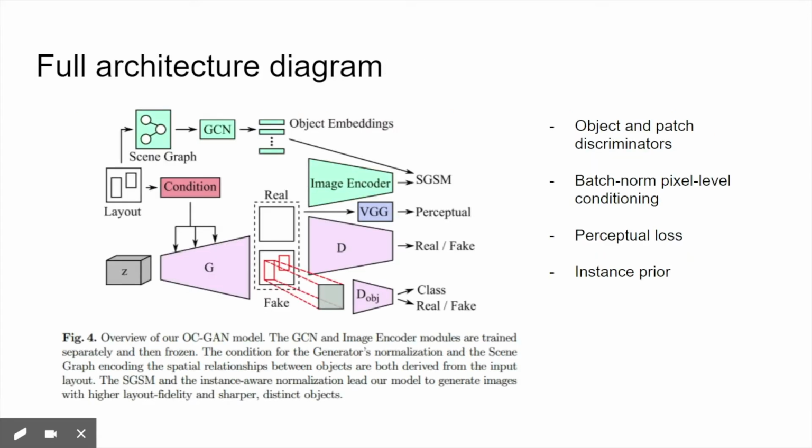Here is the full architecture diagram. I'll go over some of the components briefly. As you can see, we have the layout, which is fed as a condition to the batch norm. The layout is also used to generate a scene graph, which is then fed to a GCN, which will allow us to compute the SGSM. In addition to this, we use a perceptual loss and an instance prior, which is simply taking the bounding box to generate contours, which are actually the contours of the bounding boxes of each object. This helps object quality a little bit.